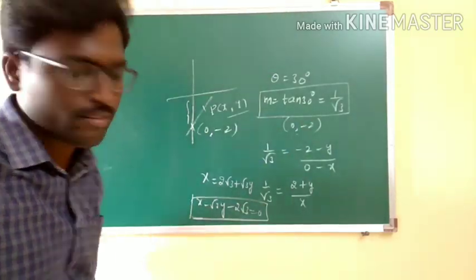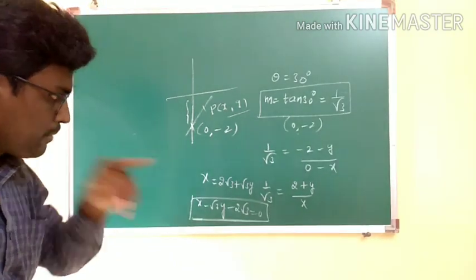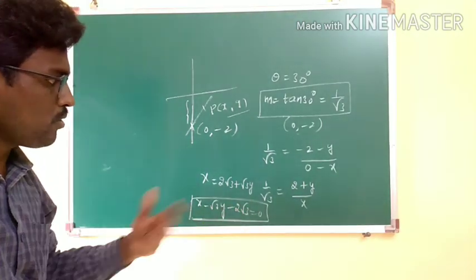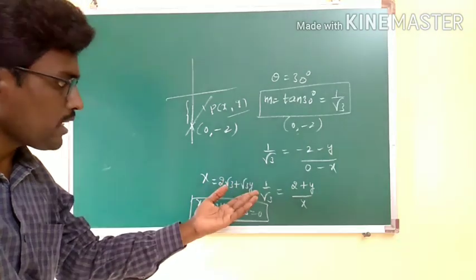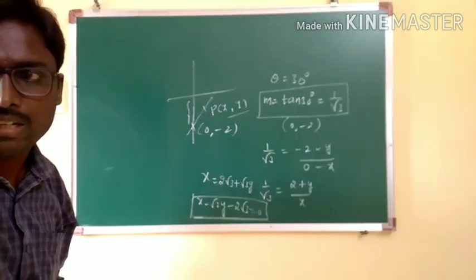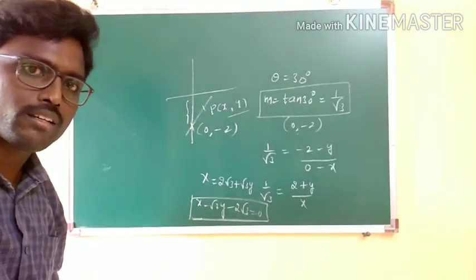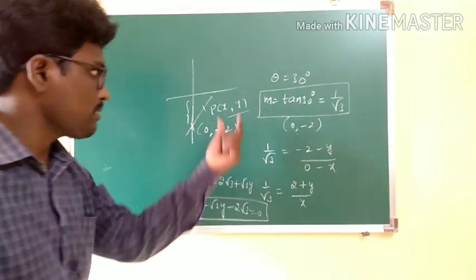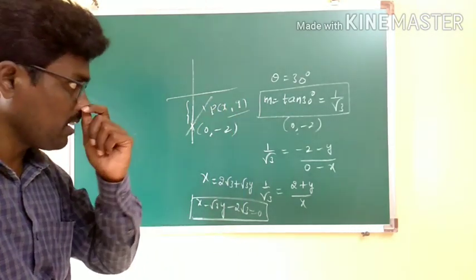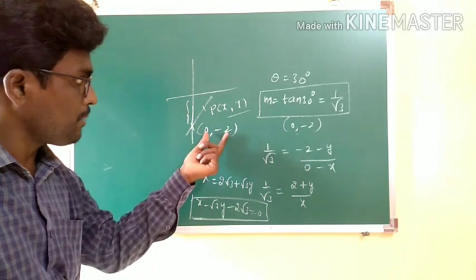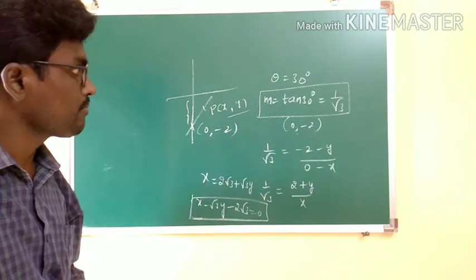What is the line equation here? x minus root 3y minus 2 root 3 is equal to 0. Otherwise, root 3y minus x plus 2 root 3 is equal to 0. What we have done here is take some point P(x, y), and it is already passing through the point (0, -2).